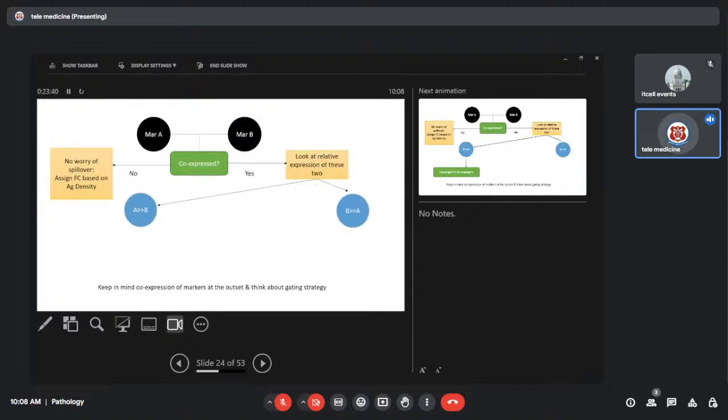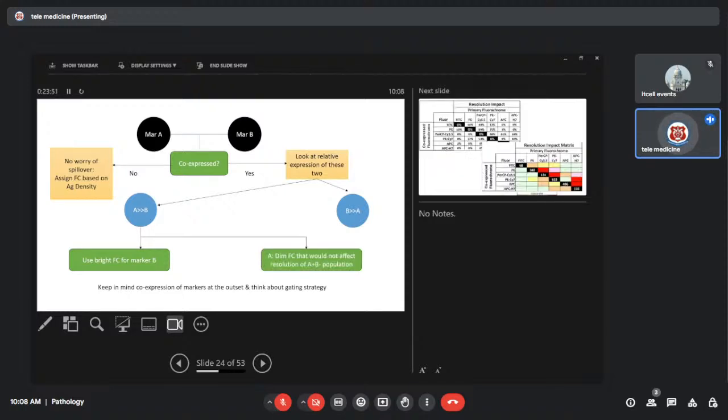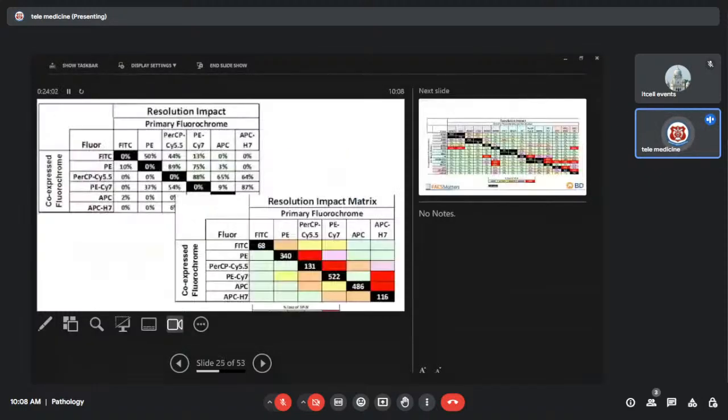So between A and B, if A is much more than B, then what you need to do is use a bright marker for B. Why? Because it's a dim one, so you want to use a bright marker. The A positive population and B negative population should not be separated from the negative. So that is a simple key that you use.